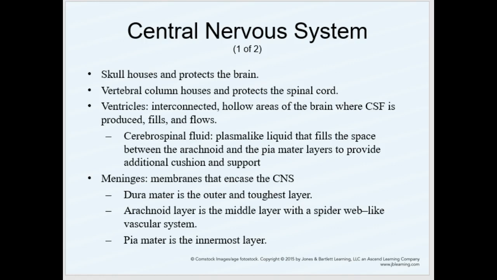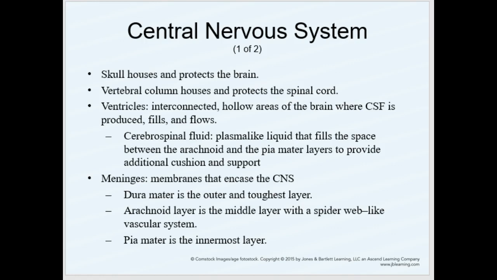The next layer in is the middle layer, known as the arachnoid layer, and arachnoid references arachnid because it actually has a spider web-like consistency. The blood vessels are located here. So this is why if we get a bleed in that subarachnoid space, which is beneath the arachnoid, we can actually have more bleeding and we can have infection getting into that cerebral spinal fluid.